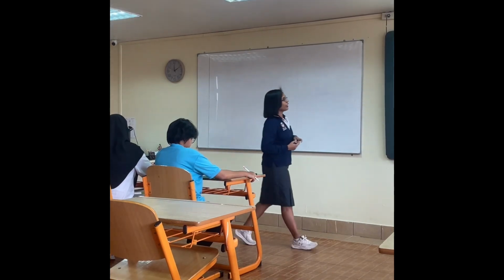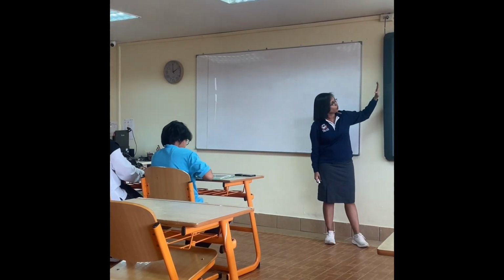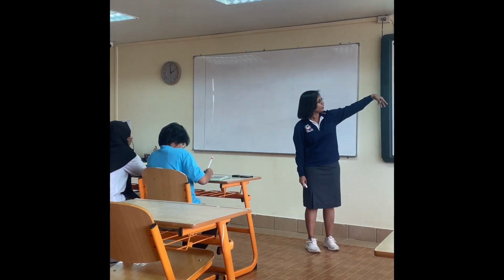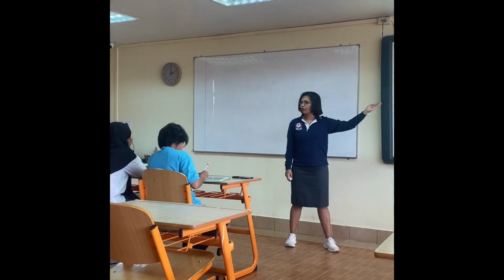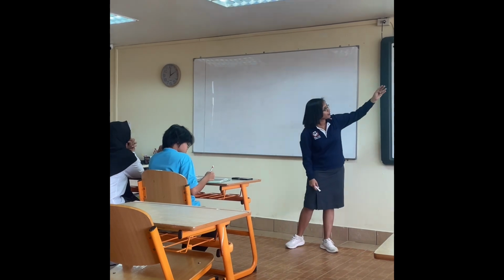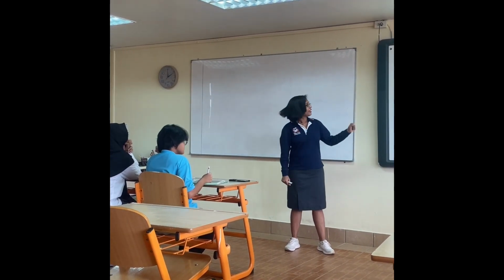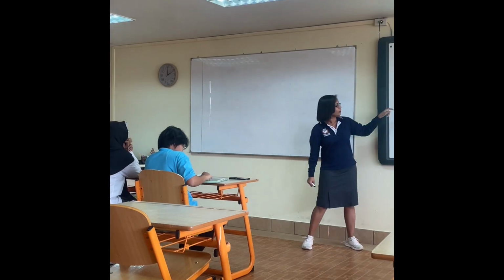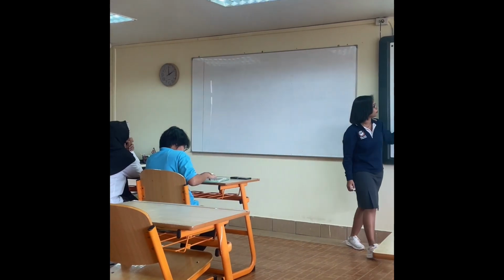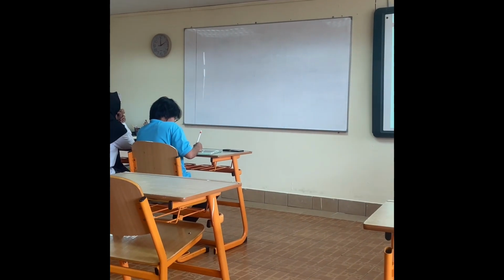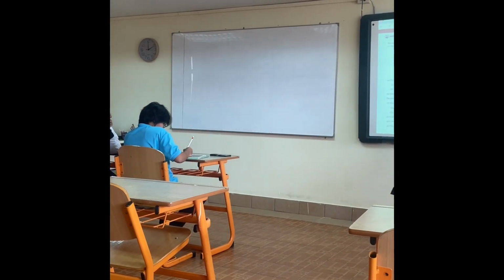Okay, next question. They give you a triangle, and the points 9 and 5 are already there. And the equation of the line is already given. Now, what is my question? Find the coordinates of A and B. We have to find the points A and B. How can we find it?